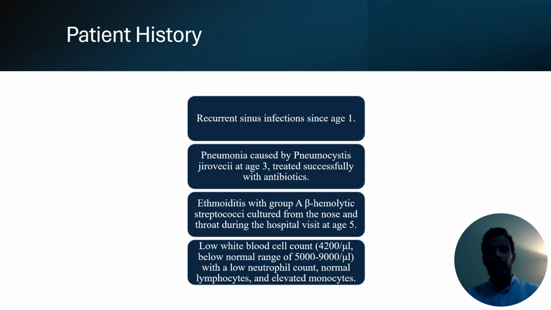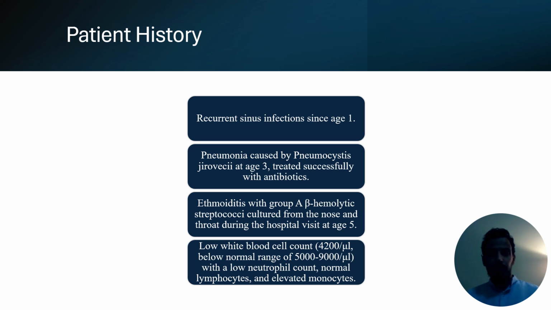Now let's take a look at the patient's medical history and the laboratory findings to better understand the context of his disease. The child has a history of recurrent sinus infection since he was 1 year old. At age 3, the patient experienced pneumonia caused by Pneumocystis jirovecii, which was successfully treated with antibiotics. Now at age 5, the patient is presenting with epididymitis, and the cultures from the nose and the throat reveal group A beta hemolytic streptococci.